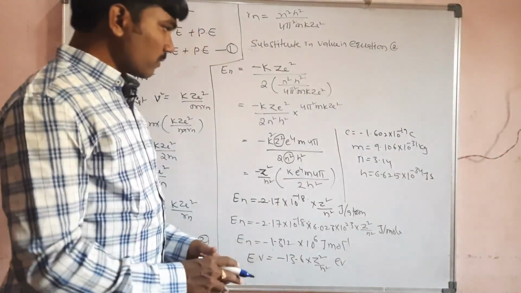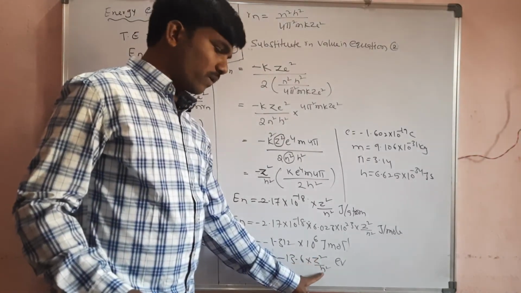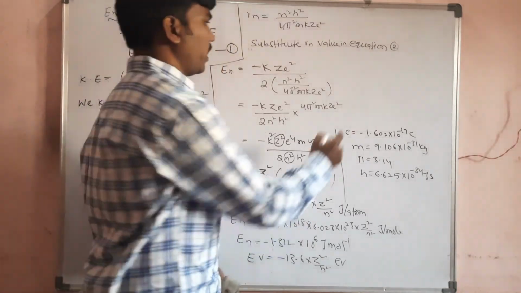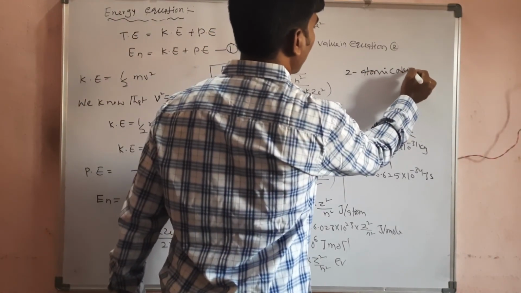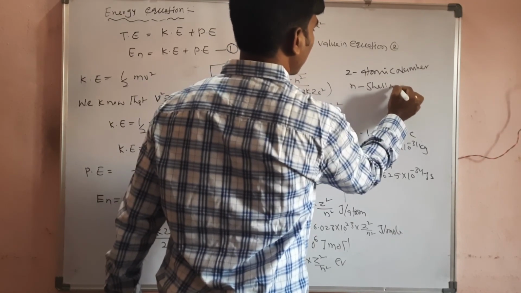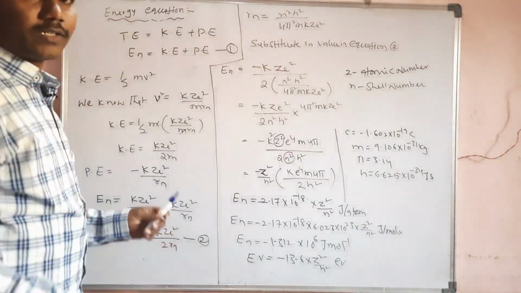So here for hydrogen atom, Z value is equal to 1. n stands for orbit number, shell number. Z stands for atomic number, and n stands for shell number. So this is the information regarding the energy of an orbit.